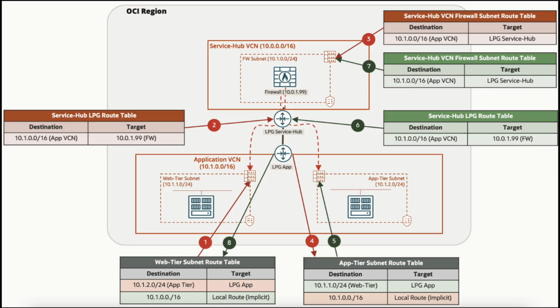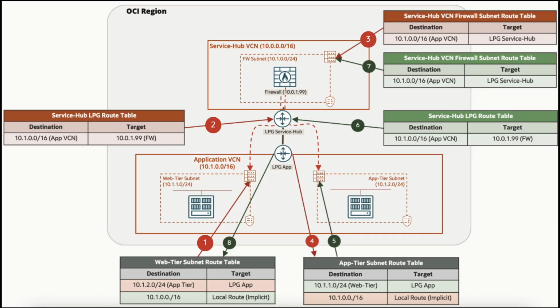Let's look at the routing and traffic flow. Traffic originating from a source instance in the web tier subnet is forwarded to the LPG using its subnet route table entry destined to the app tier subnet. The service VCN LPG route table has ingress routing configured and is used to forward the traffic to the private IP of the OCI Network Firewall instead of routing directly to the app tier subnet in the app VCN.